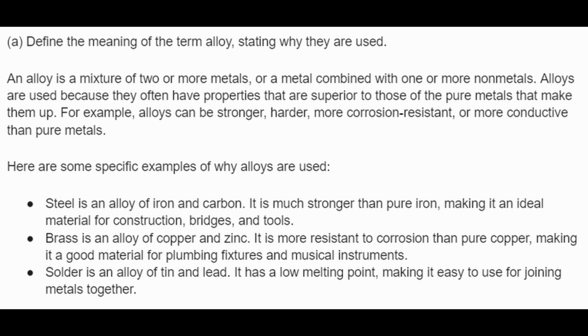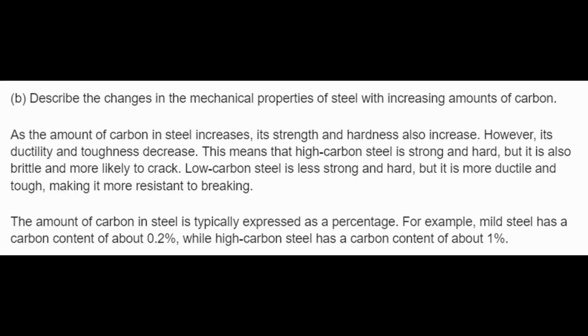Here are some specific examples of why alloys are used. Steel is an alloy of iron and carbon. It is much stronger than pure iron, making it an ideal material for construction, bridges and tools. Brass is an alloy of copper and zinc. It is more resistant to corrosion than pure copper, making it a good material for plumbing fixtures and musical instruments. Solder is an alloy of tin and lead. It has a low melting point, making it easy to use for joining metals together.